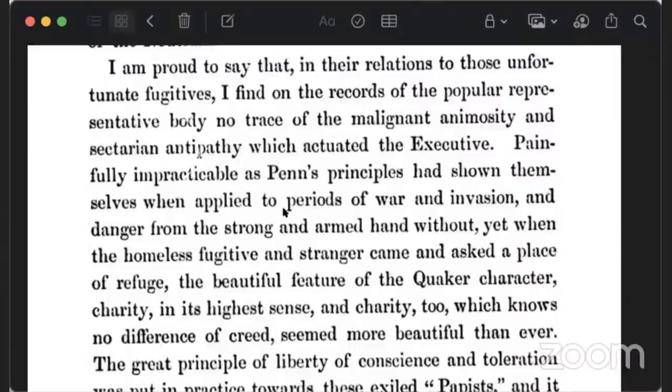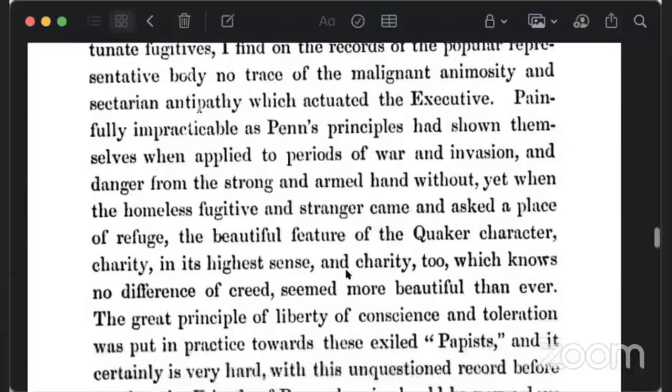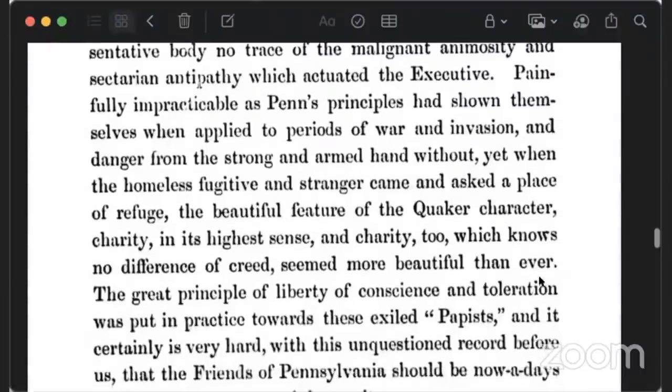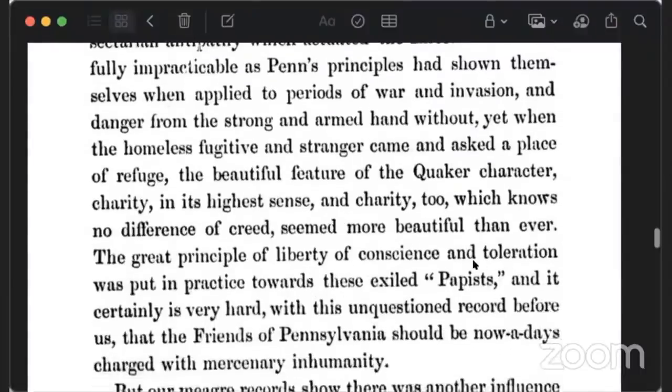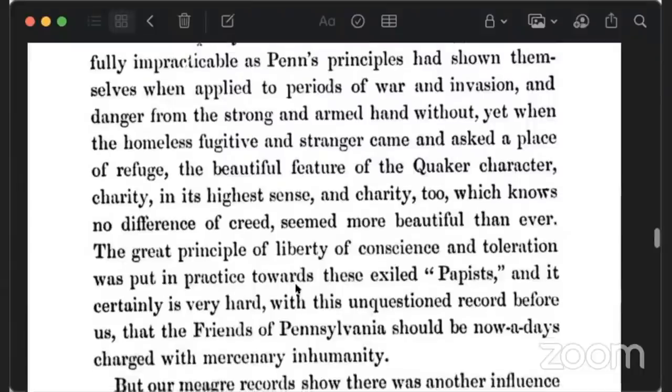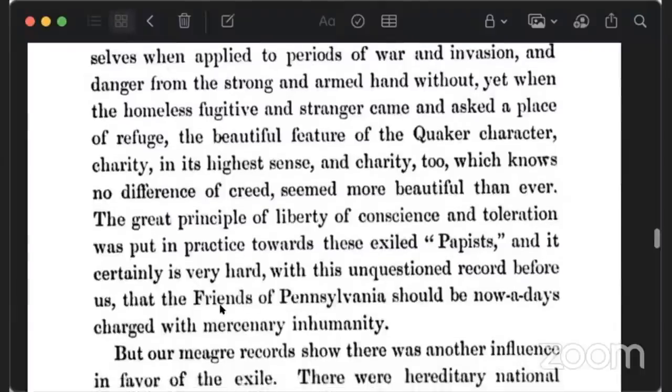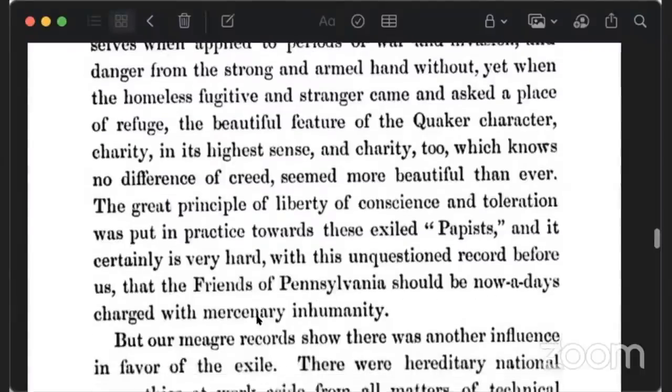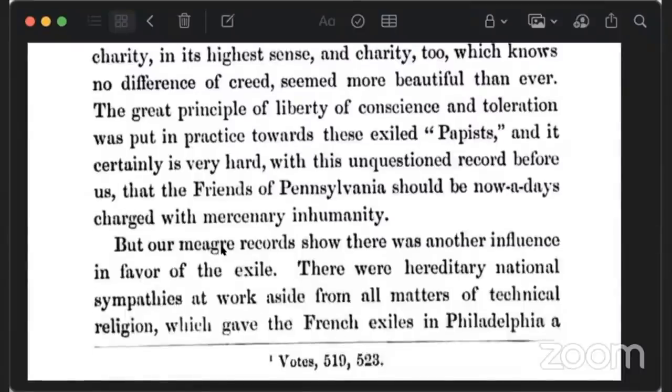Painfully impracticable as Penn's principles had shown themselves when applied to periods of war and invasion and danger from the strong and armed hand without, yet when the homeless fugitive and stranger came and asked a place of refuge, the beautiful feature of the Quaker character, charity in its highest sense, and charity too which knows no difference of creed, seem more beautiful than ever. The great principle of liberty of conscience and toleration was put in practice towards the exiled Papist. And it certainly is very hard, with this unquestioned report before us, that the Friends of Pennsylvania should be nowadays charged with mercenary inhumanity. But our meager records show that there was another influence in favor of the exiles.